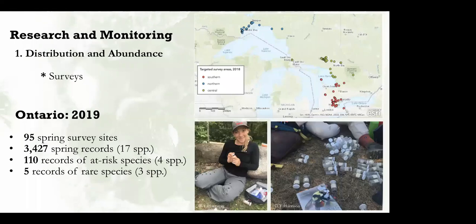And despite the really cold, really late spring that we had this year, we collected 3,427 spring records for 17 different bumblebee species. 110 of those records were of four different species at risk, and five of the records were of three rare species.